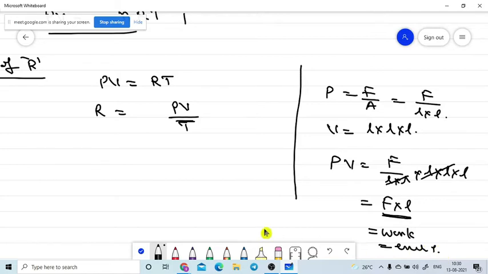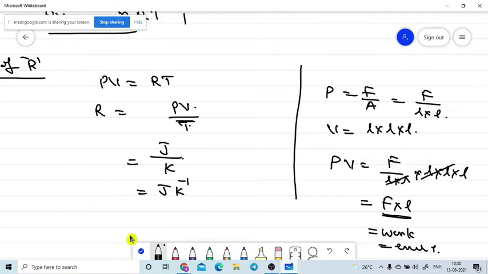Are you getting it or not? So what is the unit of this? The unit is the joule. The temperature unit is the Kelvin. So that is joule per Kelvin. This is the unit for the ideal gas constant.